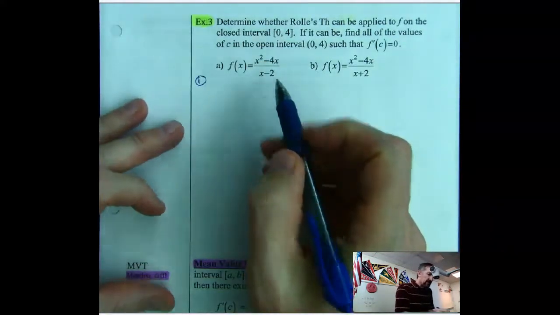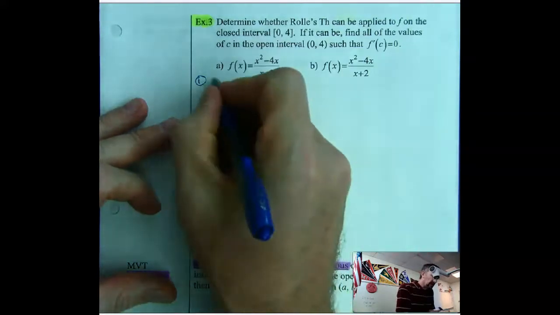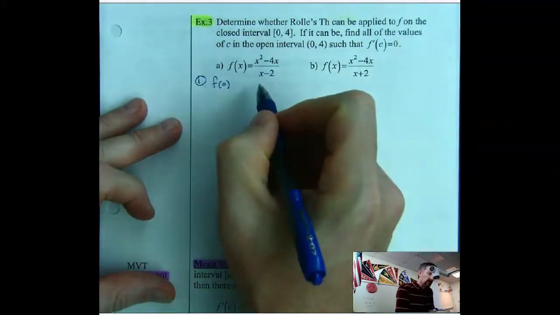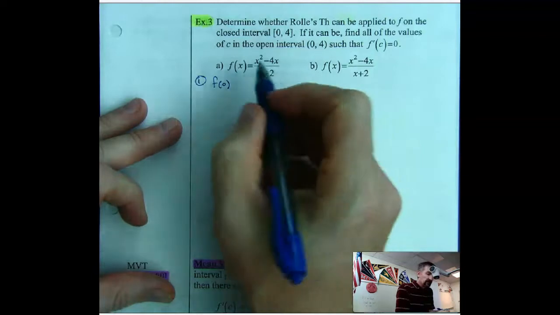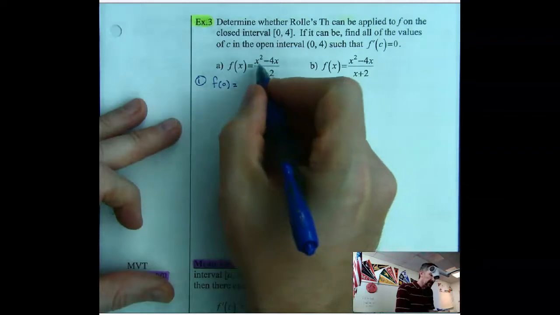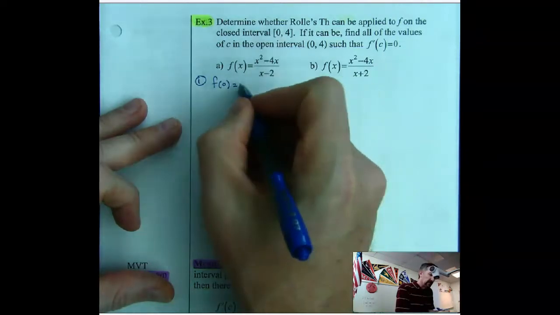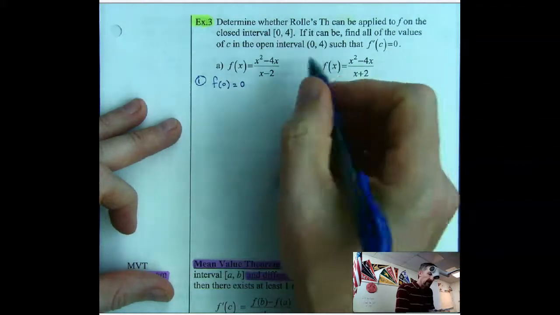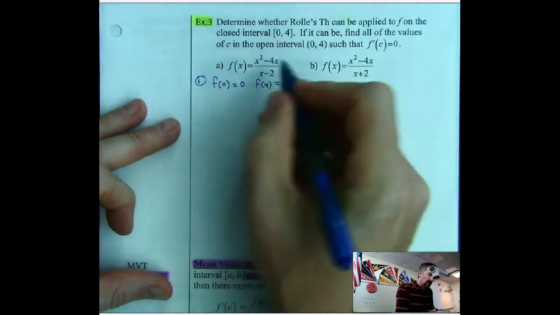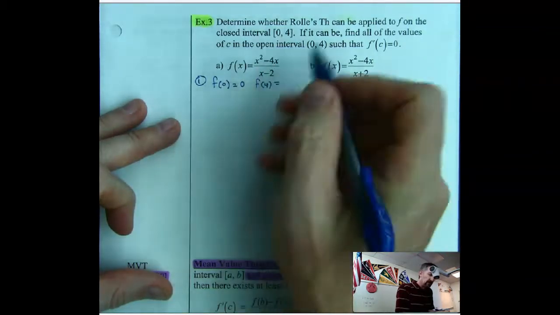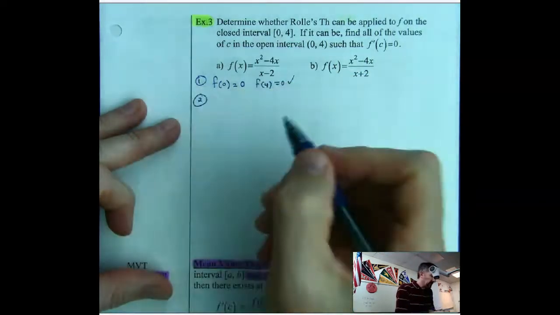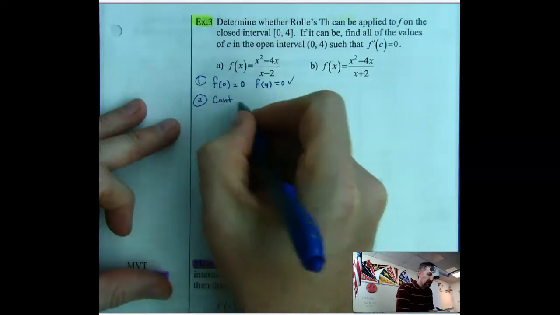So step 1 is f of 0. Actually there's something else we could do here, but f of 0 is 0 over negative 2, which is 0, and f of 4, that's going to be 16, that's going to be 0 over 2, which is also 0, so that works. But then the question is, is it continuous and differentiable?